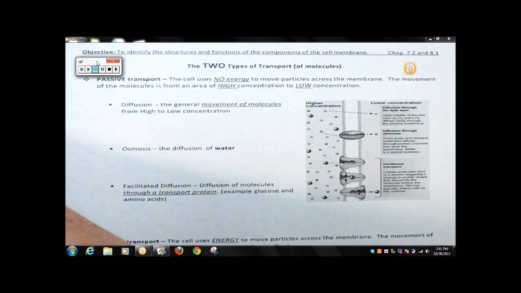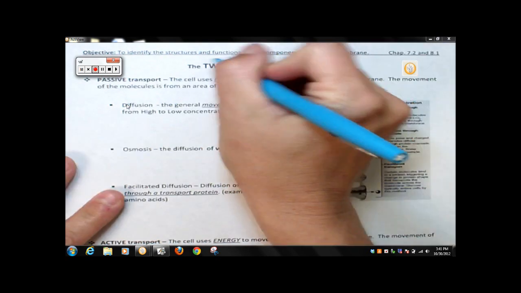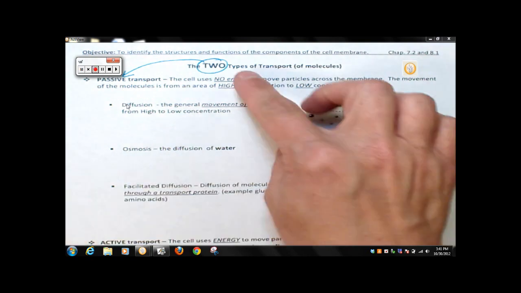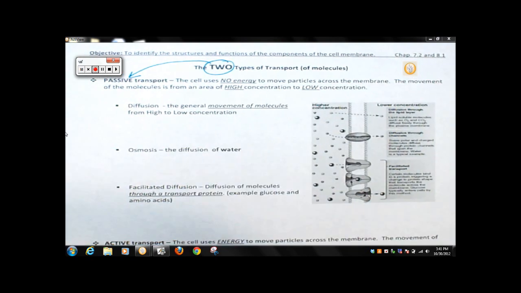So we've learned already a little bit about the two types of transport that exist in a cell or in an area, passive and active. We haven't really gone into detail on active at this point, and that's what this Vimeo was actually for. But just to review, let's go through passive one more time.